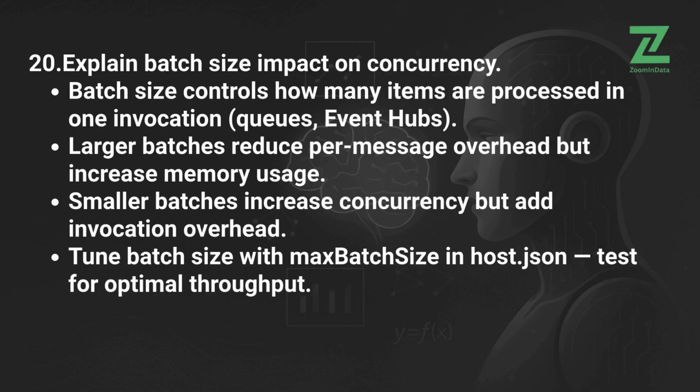Explain batch size impact on concurrency. Batch size controls how many items are processed in one invocation, for queues and Event Hubs. Larger batches reduce per-message overhead but increase memory usage. Smaller batches increase concurrency but add invocation overhead. Tune batch size with max batch size in host.json. Test for optimal throughput.